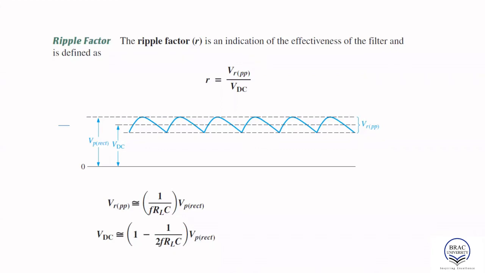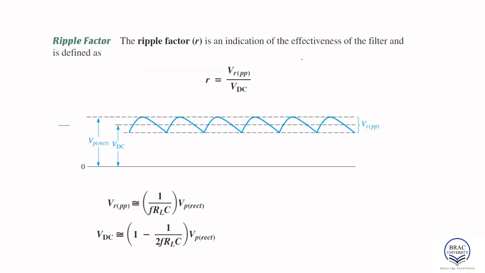And a way to determine the effectiveness of the filter is called ripple factor. So ripple factor is an indication of the effectiveness of the filter, and it is defined as R = VR divided by VDC.